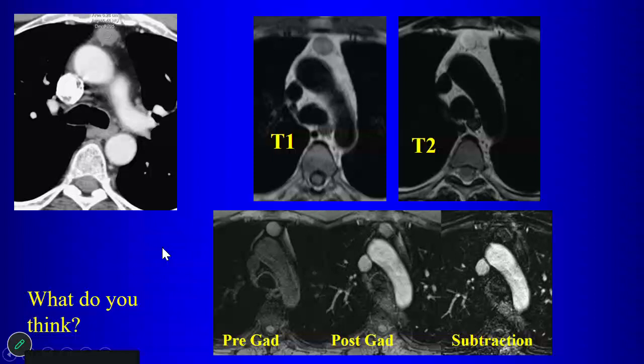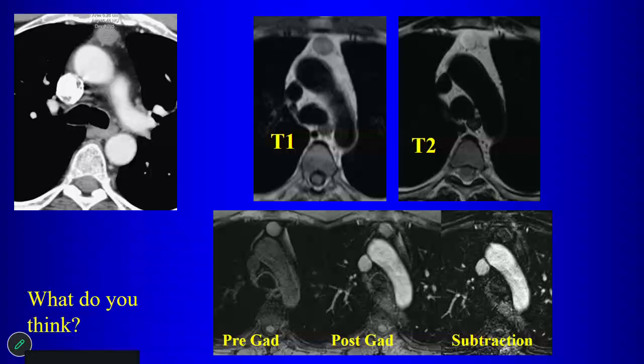Okay. All right, so here we have somebody with this anterior mass, and we have evaluated it with MRI. We have T1, T2, pre-GAD, post-GAD. There's a subtraction image. What can we say about this lesion? Not enhancing and there's signal dropout.